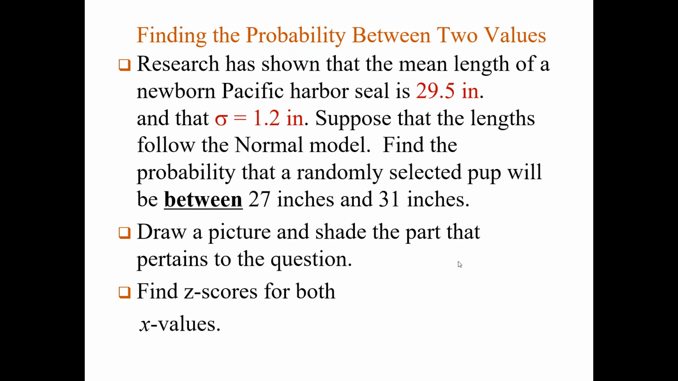So what if we wanted to find the probability that a randomly selected pup will be between 27 inches and 31 inches? I would like for you to draw a picture and shade the part that pertains to that question, and find the z-scores, and then I can talk you through the problem after you find the z-scores and whatever we need.